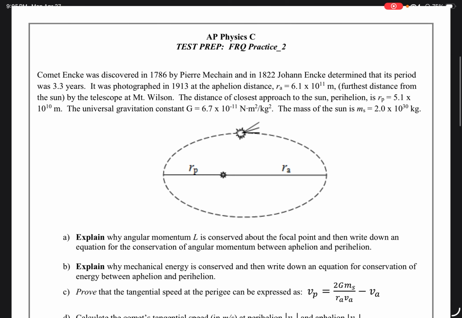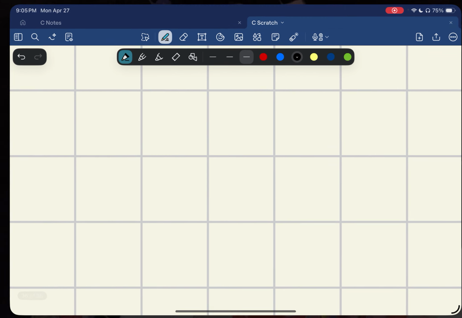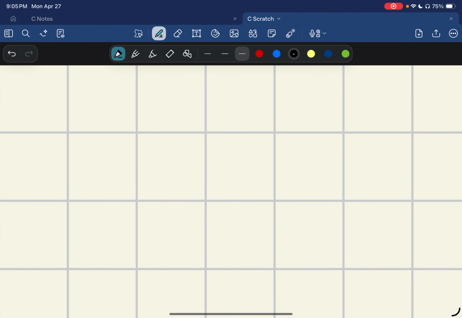Hello, Mr. Long. This is FRQ2, and it's just an elliptical orbit of a comet around the sun. Okay, so part A asks us to explain why angular momentum is conserved about the focal point, and then write down an equation for the conservation of angular momentum.